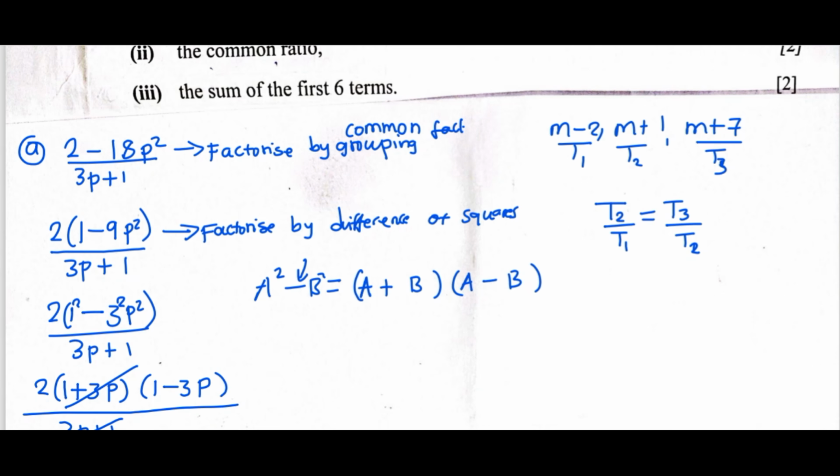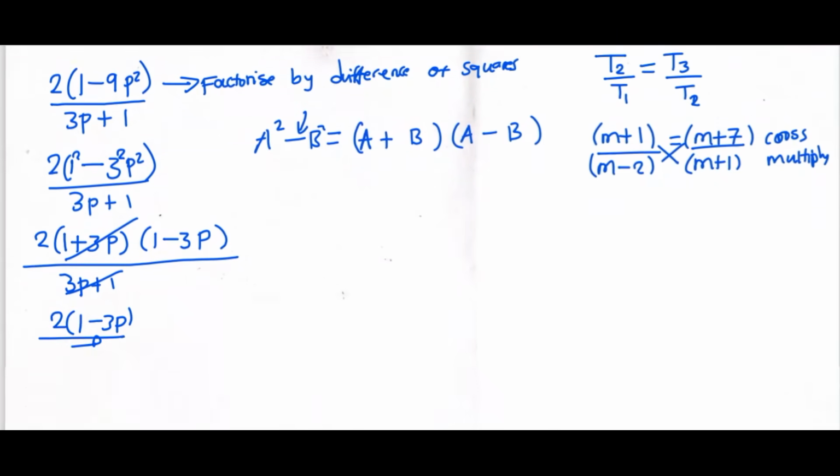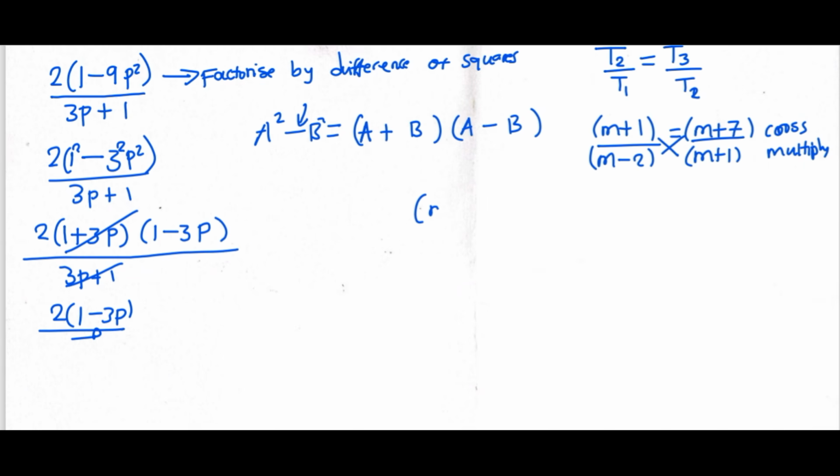So what's our first term? Our first term is m minus 2. Our second term is m plus 1. So m plus 1 over m minus 2 is equal to the third term, m plus 7 over m plus 1. Then if you reach here, you cross multiply, and put these in brackets. So m plus 1 will multiply with m plus 1, and m minus 2 with m plus 7.